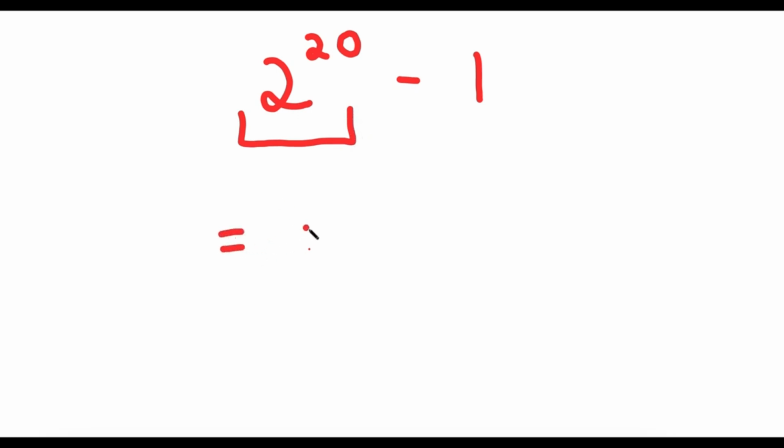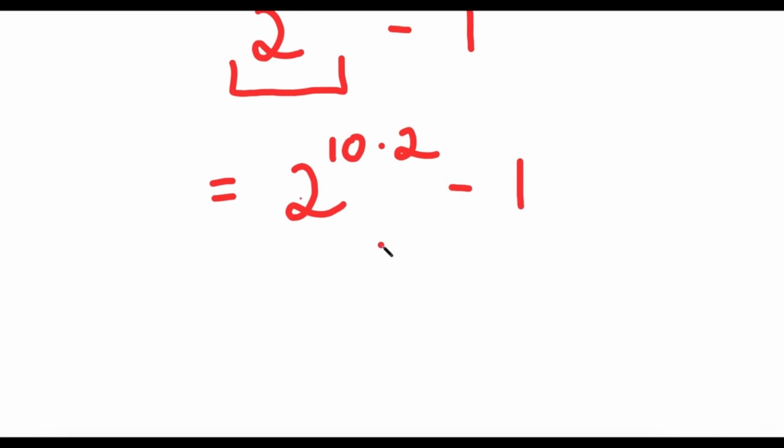Alright, so in this video, I'm going to be solving the problem 2 to the power of 20 minus 1. So I want to find the value of 2 to the power of 20 minus 1. To solve this, what I'm first going to do is rewrite 2 to the power of 20 as 2 to the power of 10 times 2. So now I have 2 to the power of 10 times 2 minus 1.